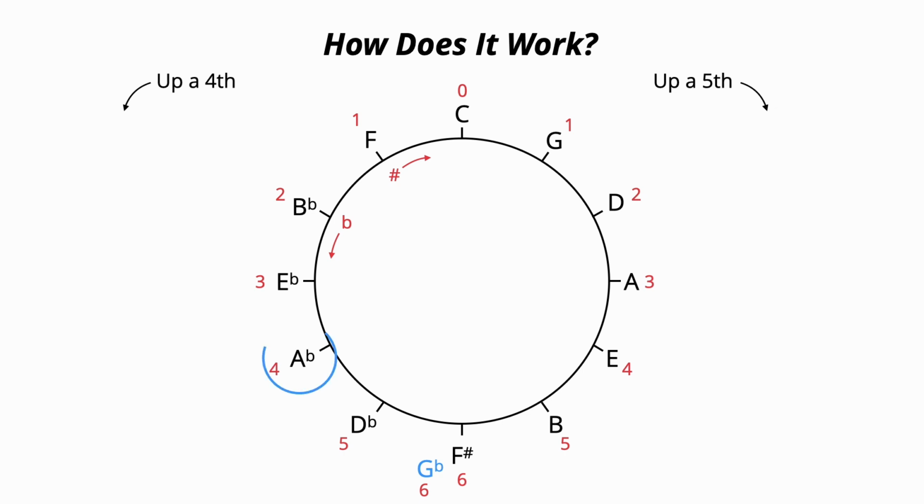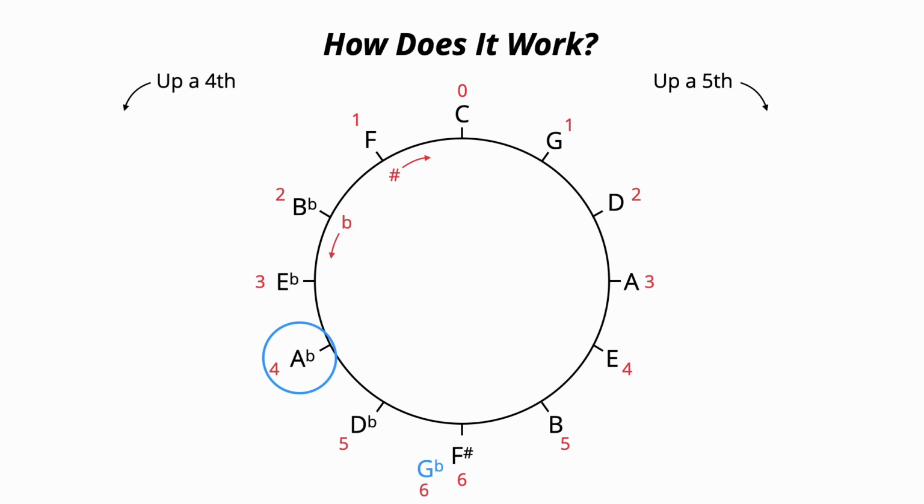So let's figure out the A flat major scale. We always start counting at C, which is 0, F is 1, B flat is 2, E flat is 3, and A flat is 4. So the A flat major scale will have 4 flats, not sharps, they'll have flats.